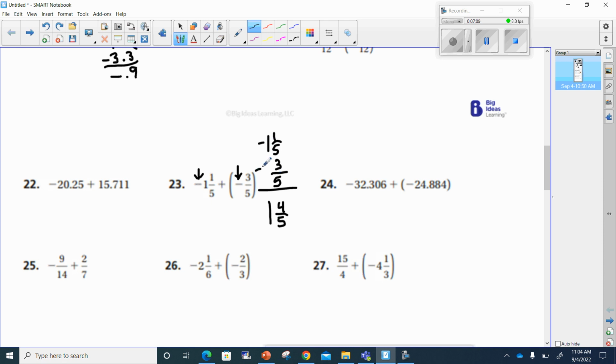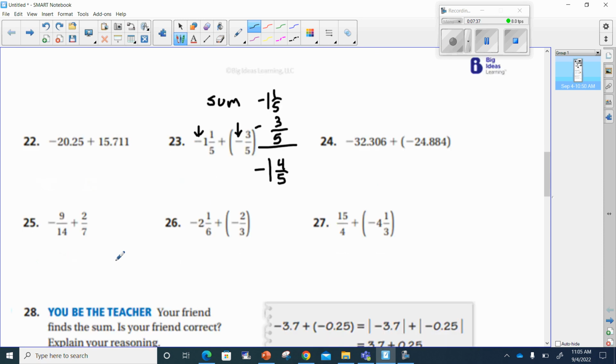Remember, they're both negative, so this is like me borrowing money, and then I borrow more money. I owe money in the end, right? So I'm going to add them together, but I'm keeping the sign. So when my signs are the same, I keep the same sign. There are 2 rules to remember when you have the signs the same. 1, when the signs are the same, you find the sum. And when the signs are the same, you keep the same sign. All right? Number 25.